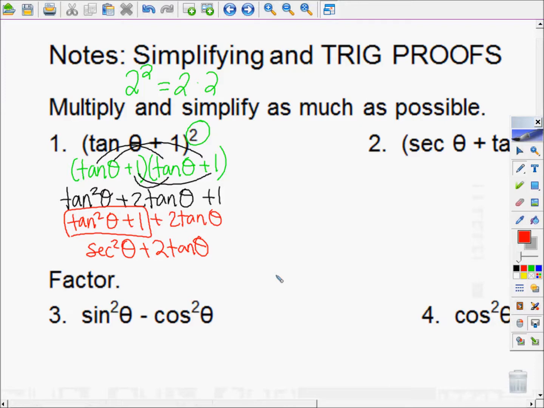So at this point, this is the furthest we can go, because we don't know how to use 2 tan theta, and this is where we would stop. So now we have something we can deal with. The reason why I chose this problem is because I wanted to show you how you can move things around.